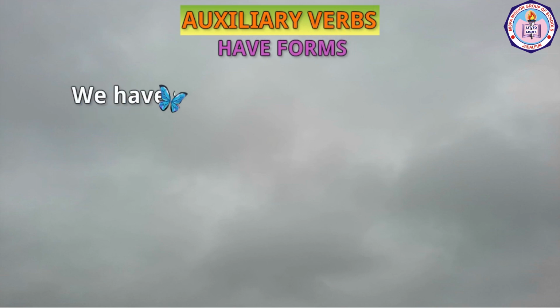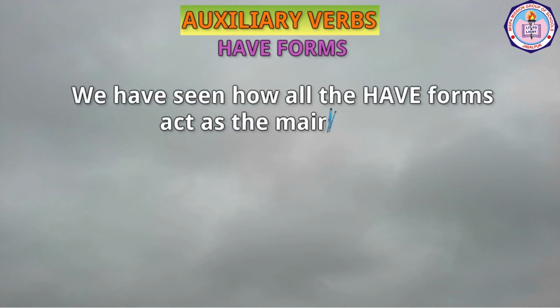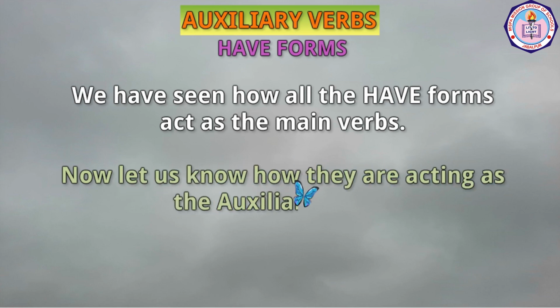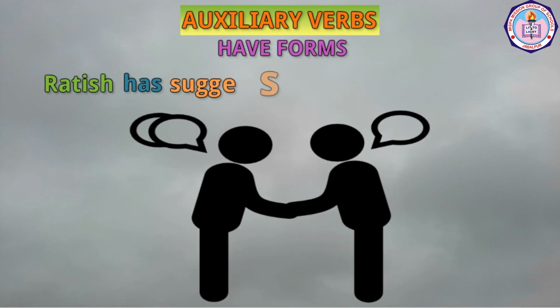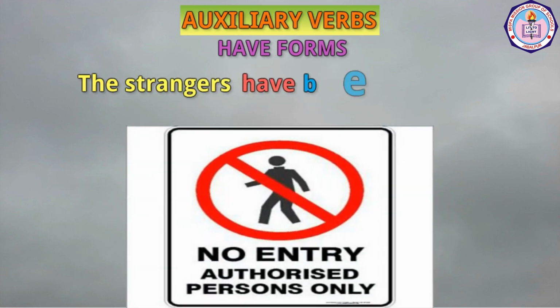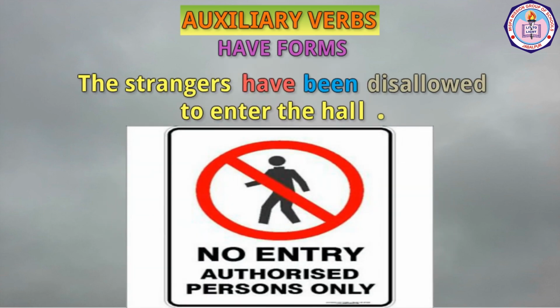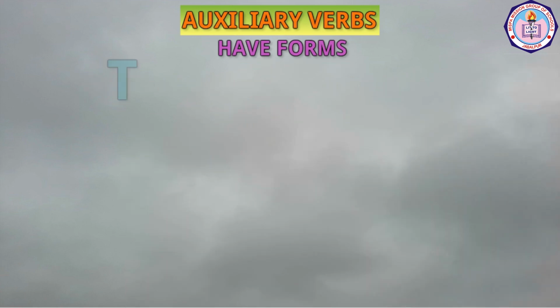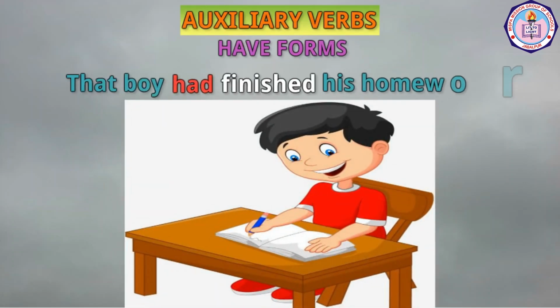Have forms. We have seen how all the have forms act as the main verbs. Now, let us know how they are acting as the auxiliary verbs. Ritish has suggested not to take any risk. Here, has is the helping verb of suggested. The strangers have been disallowed to enter the hall. Here, have and been are the auxiliary verbs of the main verb disallowed. That boy had finished his homework. Here, had is the helping verb of the main verb finished.